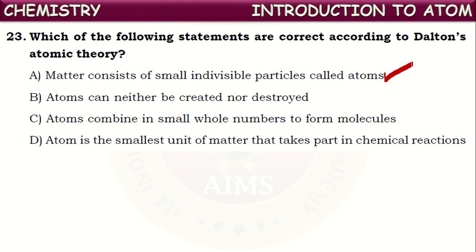He called these atoms the ultimate particles of every matter, and he considered them indivisible. With that meaning only, the name atom was proposed for those particles. Okay, this is correct according to Dalton's atomic theory. Second statement, atoms can neither be created nor be destroyed. Is it correct? Yes, according to Dalton's theory, this point is also correct. Dalton considered that atoms cannot be created and cannot be destroyed because they are the ultimate particles of every matter. In that way he considered.